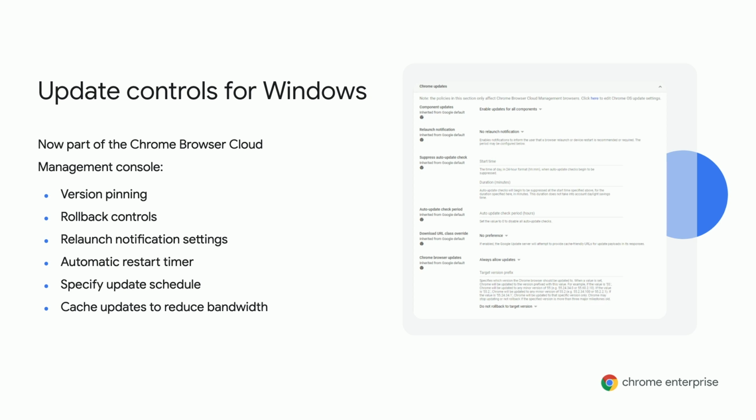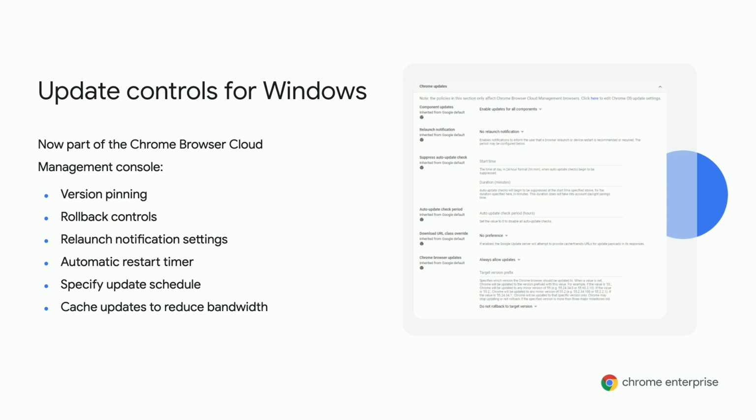For version pinning, you can configure Chrome to remain at a specific version that you deem as part of your enterprise standard. Or maybe you want to roll back Chrome to a previous version if there's any sort of incompatibilities between the new version and your enterprise applications. Maybe you want to notify your users to restart their browser as soon as Chrome has updated. So you can configure your relaunch notification settings for that.